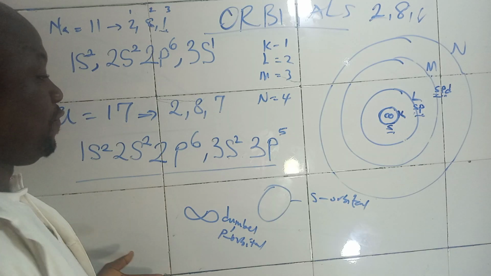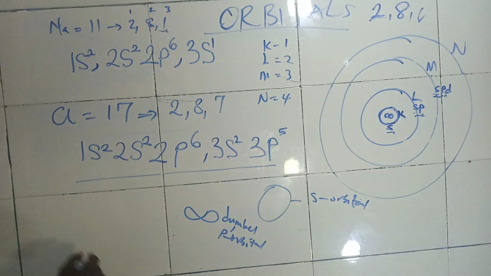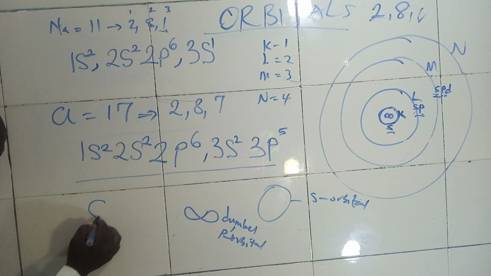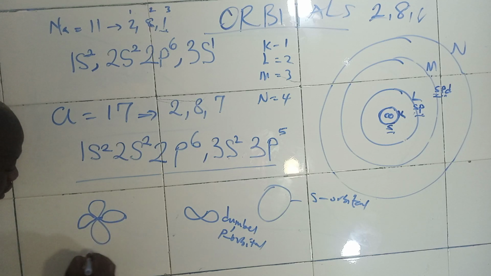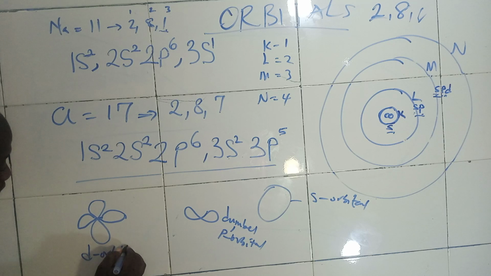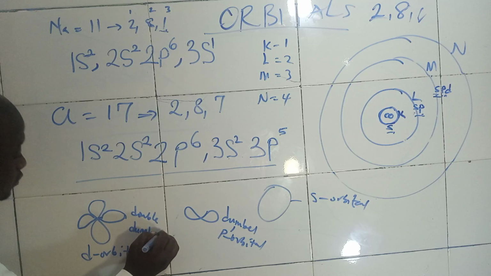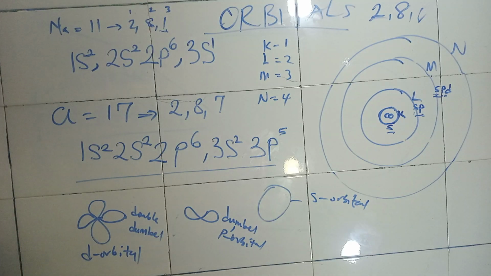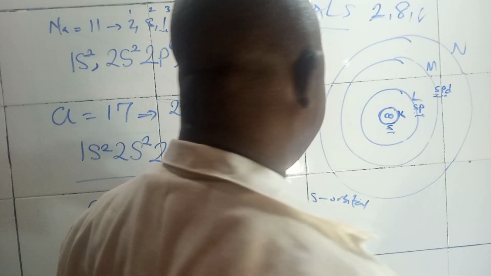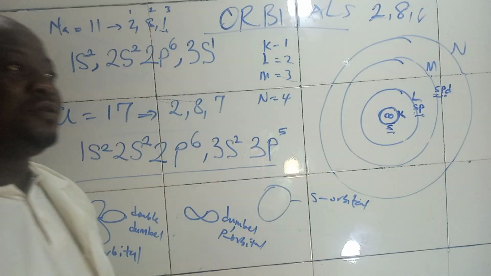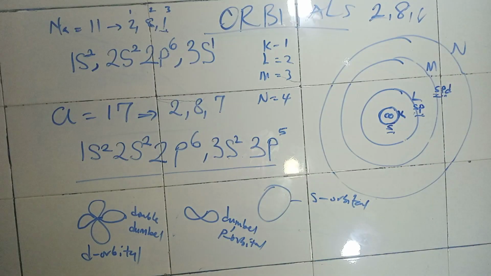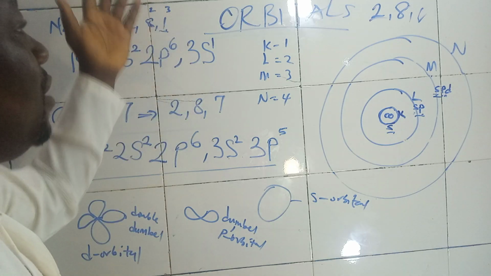And they ask you what the shape of a d orbital is. D is double dumbbell. That's for the d orbital. Double dumbbell. Then they ask you what the shape of the f orbital is. That one is star shape. I think that one is clear. That is all about orbitals.